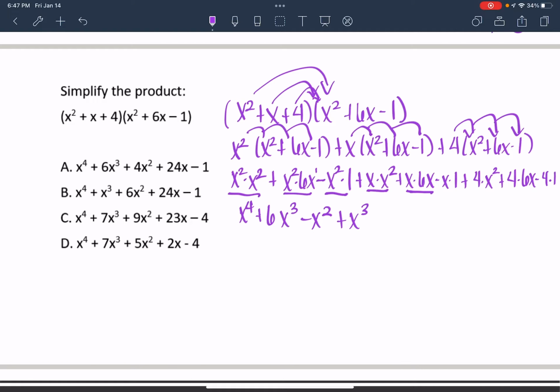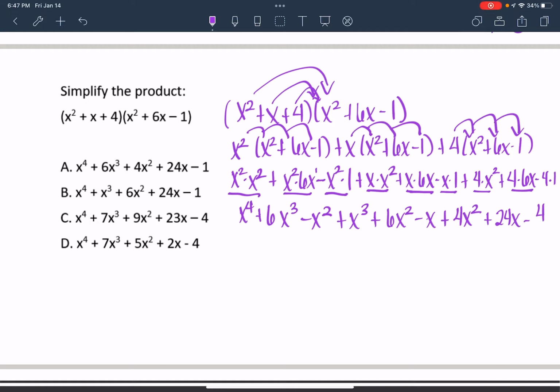X times 6x is plus 6x squared. Minus x times 1 is x. Plus 4 times x squared is 4x squared. Plus 4 times 6x is 24x. Minus 4 times 1 is 4.